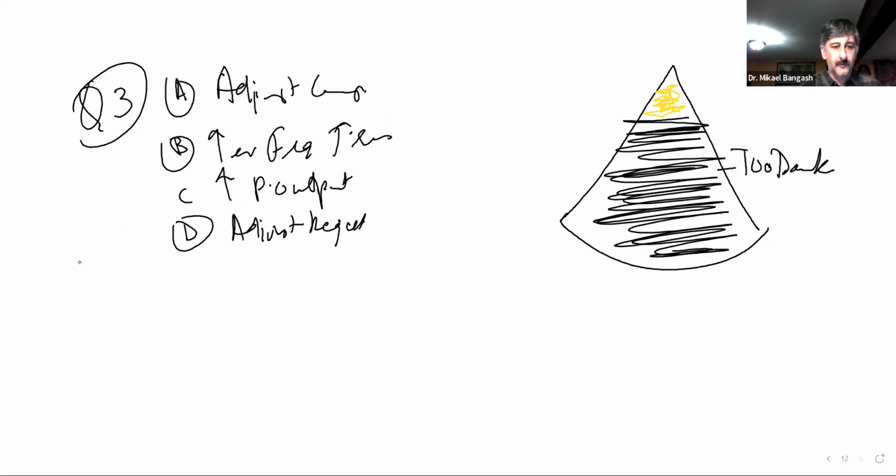Now, guys, let's just go from the bottom. Adjust reject is not going to solve our issue here because we have no noise. We don't see small flickering throughout the image. So there's no noise.